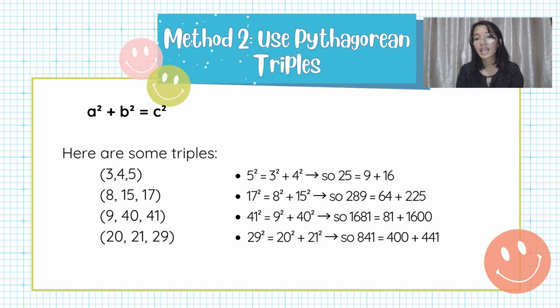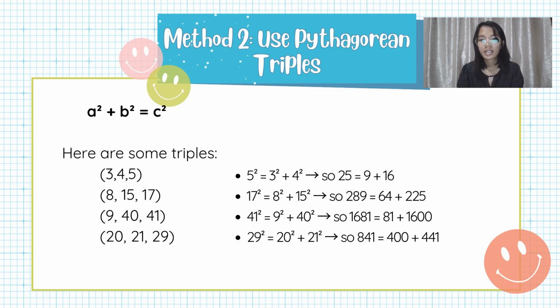Another example is 8, 15, and 17. So this tells us that 17 squared is equal to 8 squared plus 15 squared. 17 squared is 289, 8 squared is 64, and the square of 15 is 225. So 64 plus 225 is equal to 289.